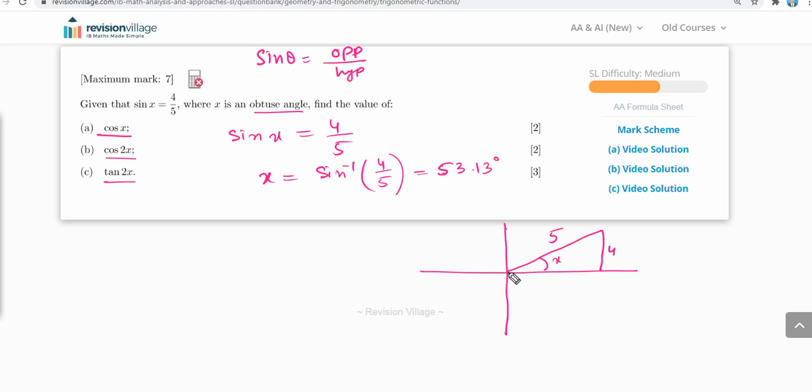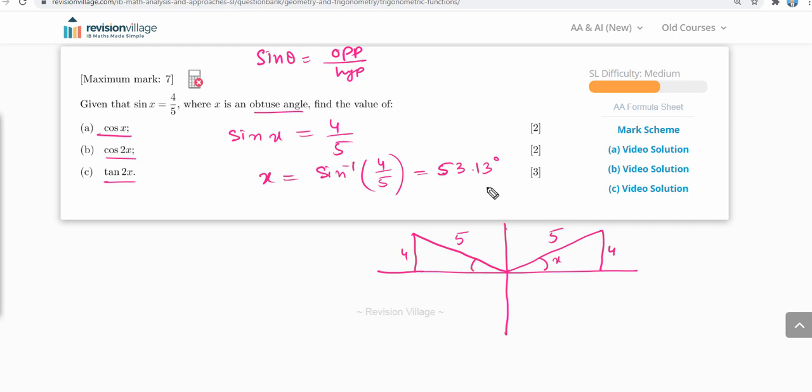Because this angle is greater than 90, this must be over here. This angle will be here. So in that way, this side is 4 and the hypotenuse is 5.